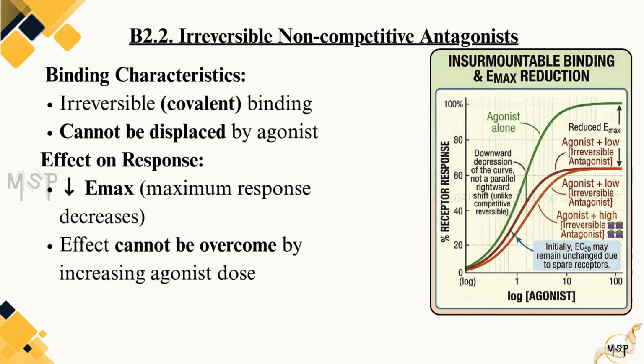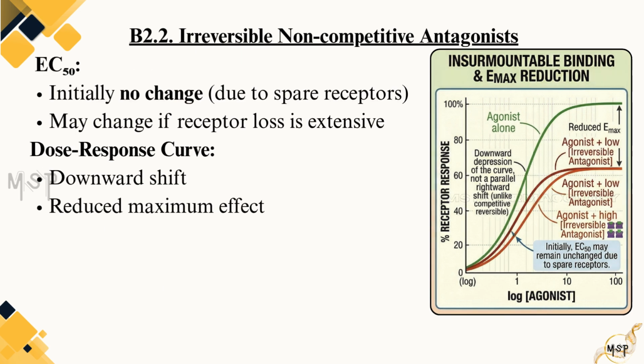No matter how much agonist you add, the response cannot reach its original maximum. The most important effect of irreversible non-competitive antagonism is a decrease in the maximum response, also known as Emax. This happens because the total number of functional receptors is reduced. Initially, the EC50 may remain unchanged due to the presence of spare receptors. However, as more receptors become inactivated, the response progressively declines.